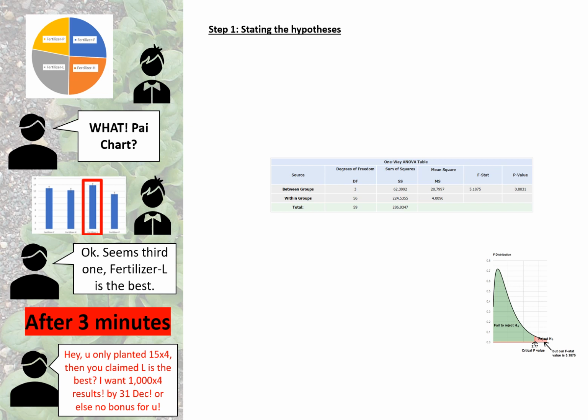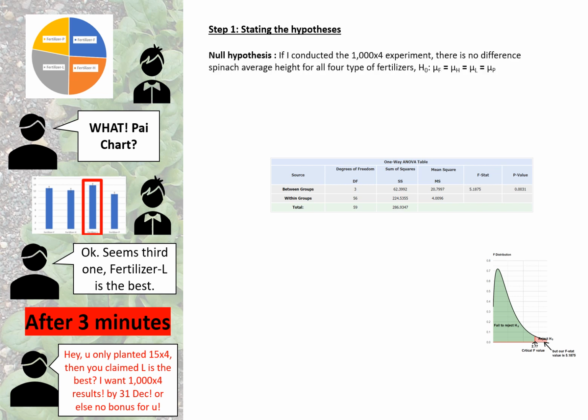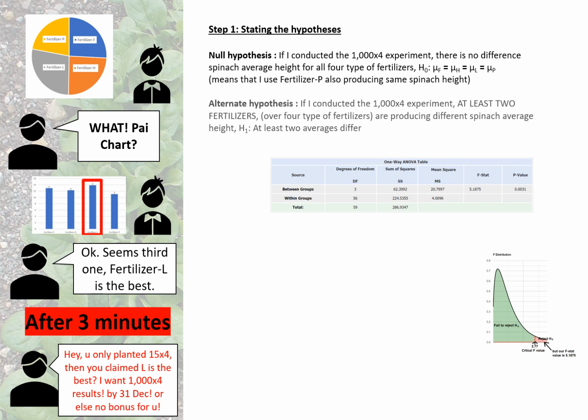The first step, we need to state the hypotheses, the so-called null hypothesis and the alternate hypothesis. How to write the null hypothesis? The hypothesis will sound like there is no difference using the SBF fertilizer, SBH fertilizer, SBL fertilizer or SBP fertilizer. We buy any fertilizer, it's going to give the same result. So it will sound like, if I conducted the 1000 times 4 experiment, I believe there is no difference in spinach average height for all those 4 types of fertilizer.